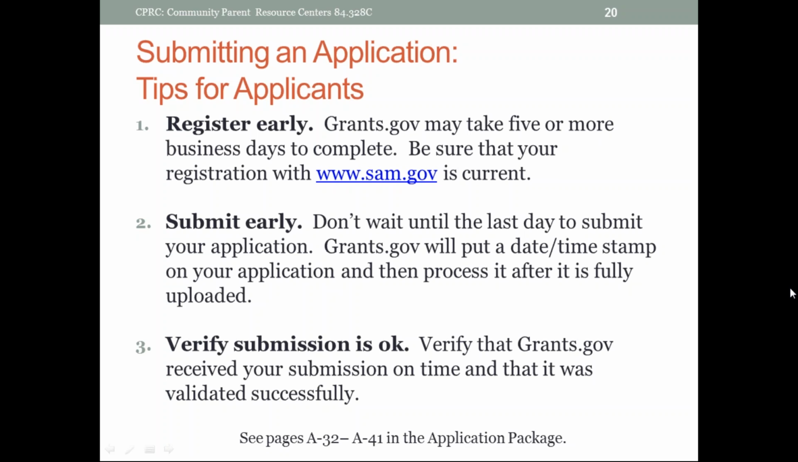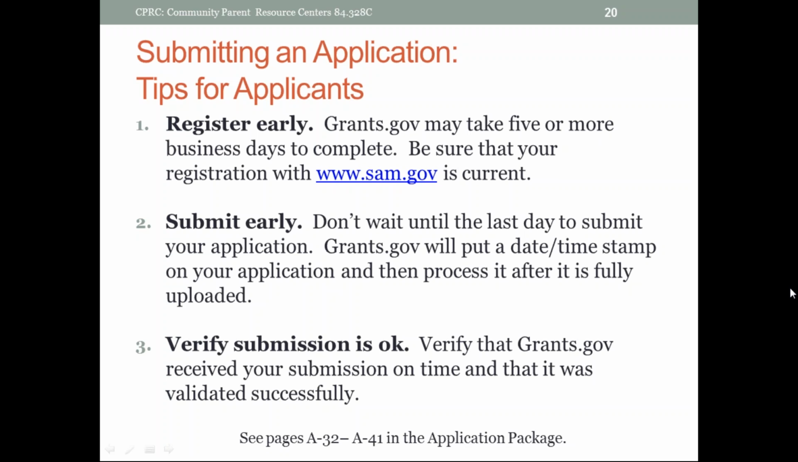Document and keep track of everything that you do when you're registering. But I will say that if there's a problem with your sam.gov registration, or you were not aware of it and you didn't realize you weren't really registered, and therefore you can't apply and you missed the deadline, we can't take that as an excuse. Your application will be considered late and will not be read.